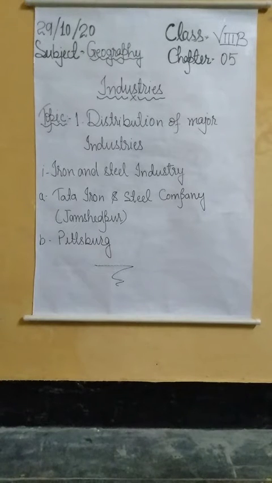according to your topic number 1, distribution of major industries, the world's major industries are the iron and steel industry, and after that the textile industry and the information technology industry. But students, the iron, steel and textile industries are older industries, while information technology is an emerging industry. Okay, and the countries in which the iron and steel industry is located are Germany, USA, China, Japan and Russia.